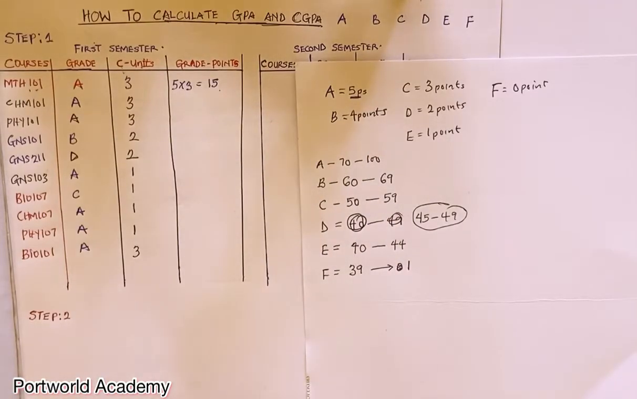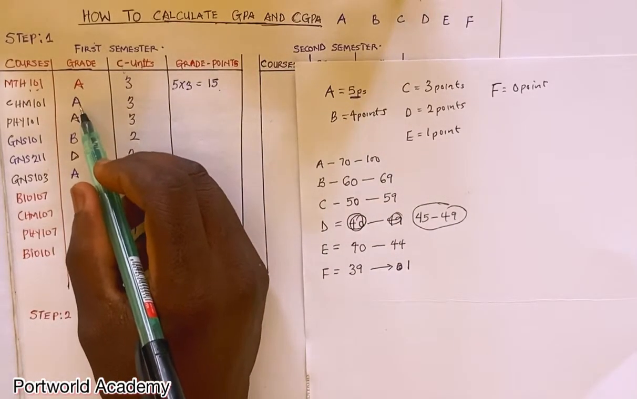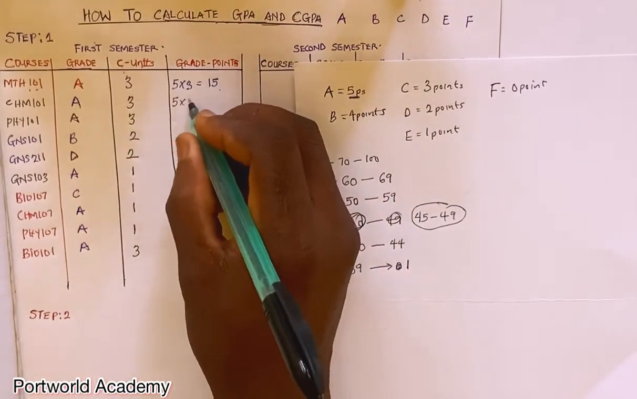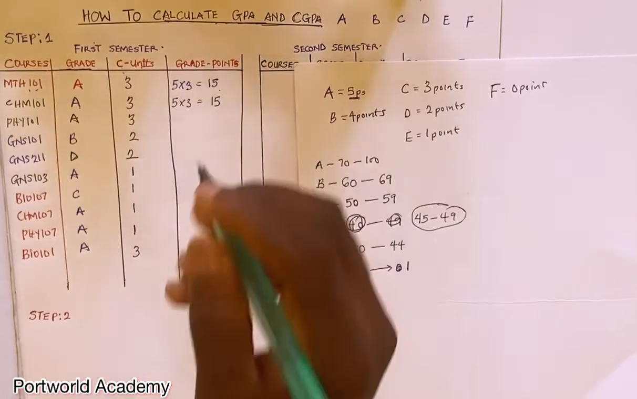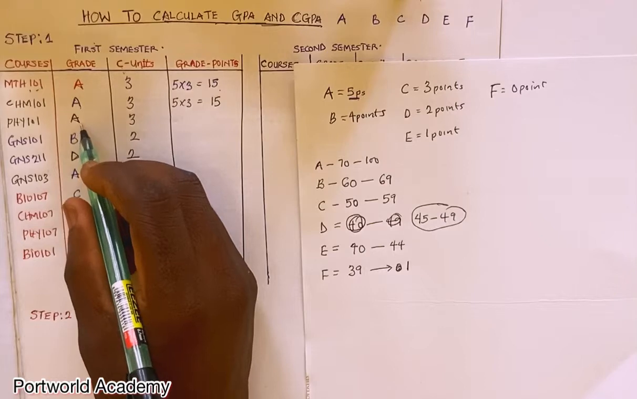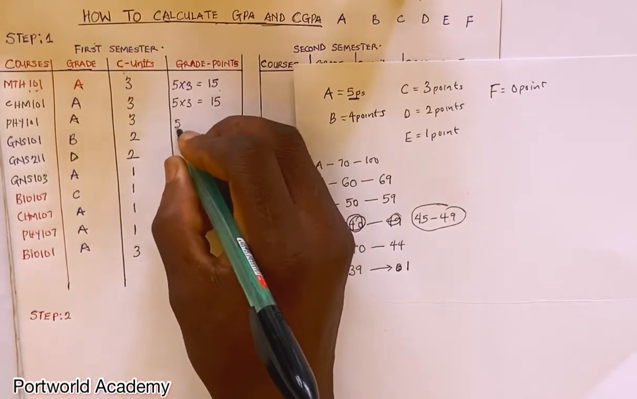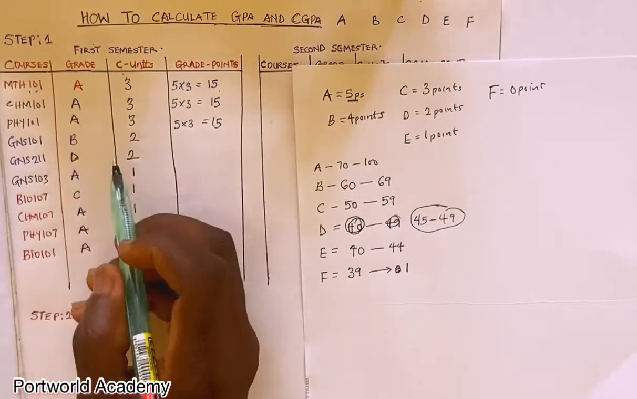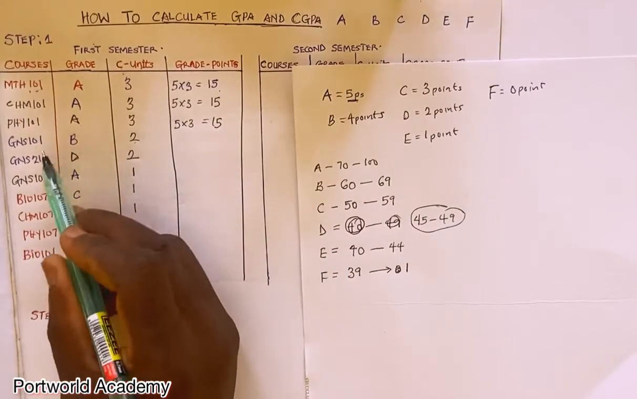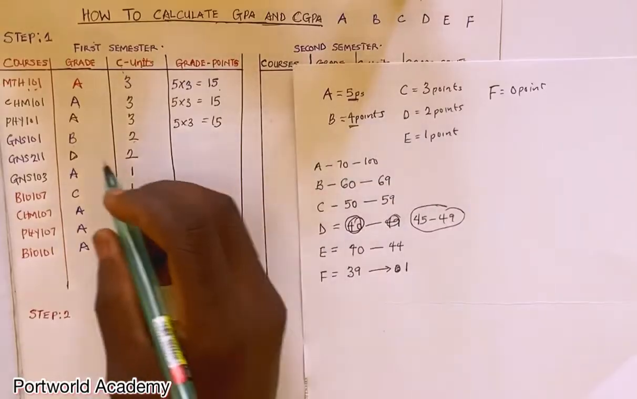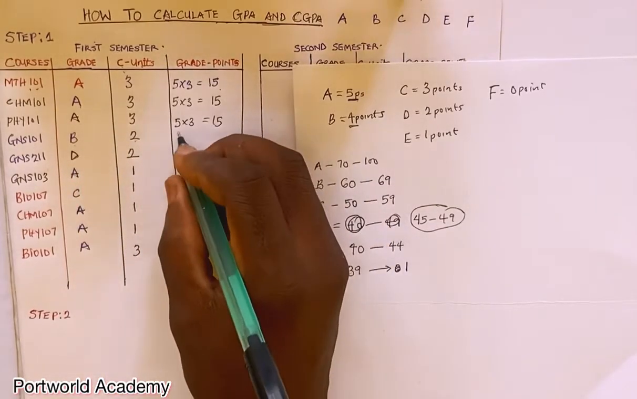Then let's go to CHM. See A. A is 5 points again. Multiplied by 3, that is 5 multiplied by 3, which is 15 again, right? Then still move to physics 101. Grade A is still 5 points. Multiplied by 3, that's 15 as well, right? Then let's say GNS 101 is a 2 units course. Can you see that? GNS 101 is a 2 units course. Then how many points is grade B? Grade B is 4 points. That will be 2 multiplied by 4, which is 8, right?